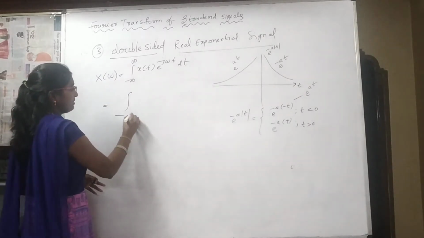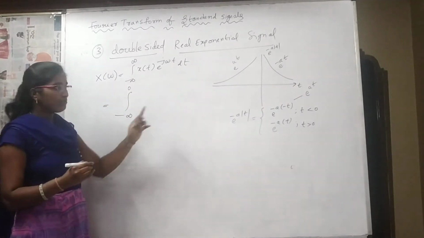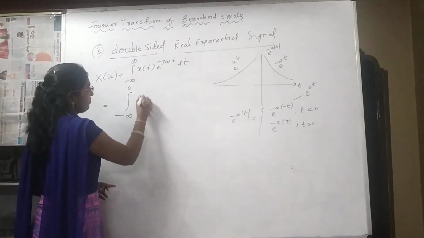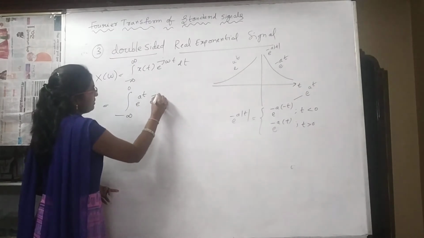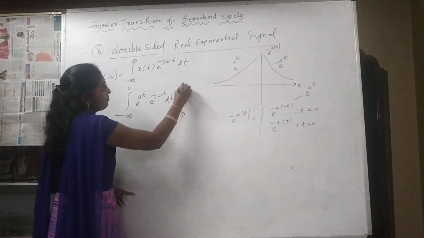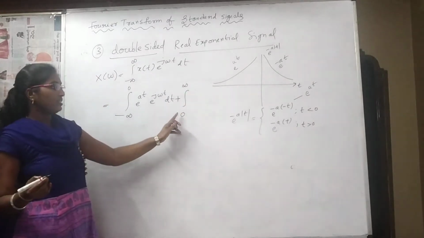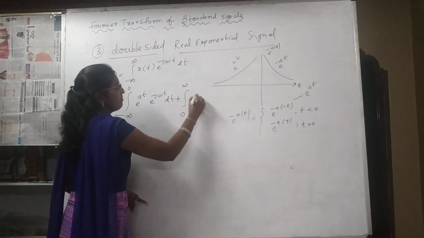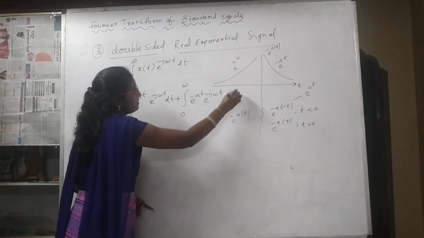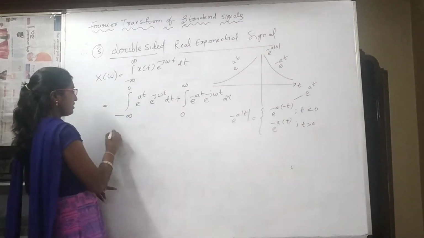One is from minus infinity to 0. In that case, what is your signal? That is the negative range, right? What is your signal? e power at e power minus j omega t dt, plus integration 0 to infinity. In this positive t range, your signal is e power minus at e power minus j omega t dt. Let us solve for this integration.